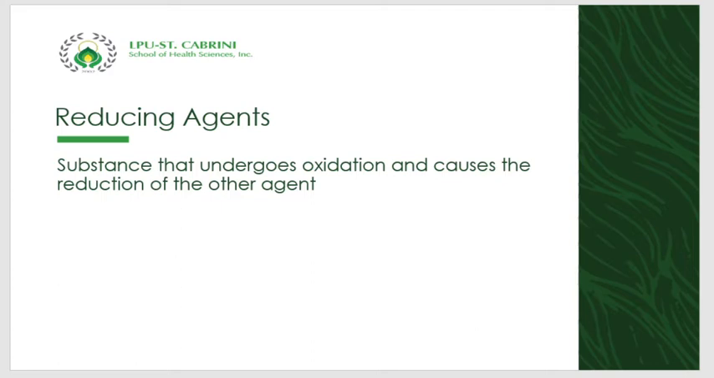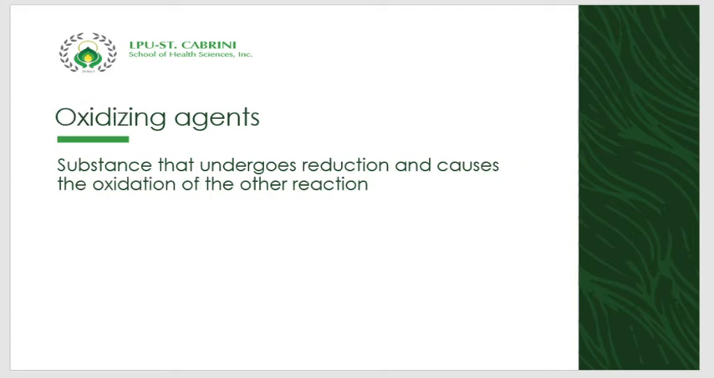While on the other hand, your oxidizing agents are substances that undergo reduction and cause the oxidation of the other reaction. Example naman nito guys is compounds with usually large oxidation states, such as your permanganate, chromate, and dichromate ions, as well as nitric acid, perchloric acid, and sulfuric acid. Ito naman guys, dito sa mga oxidizing agents, ang tawag naman sa kanila is electronegative elements or compounds.